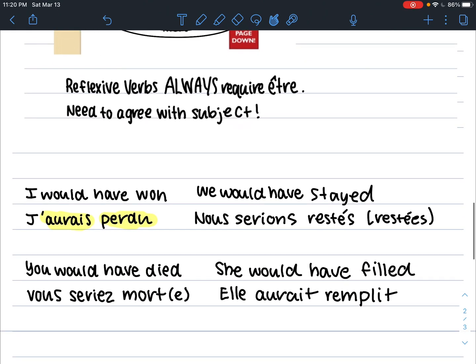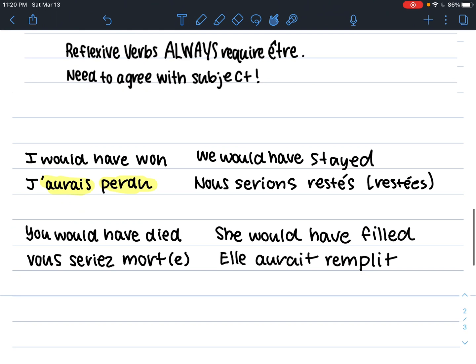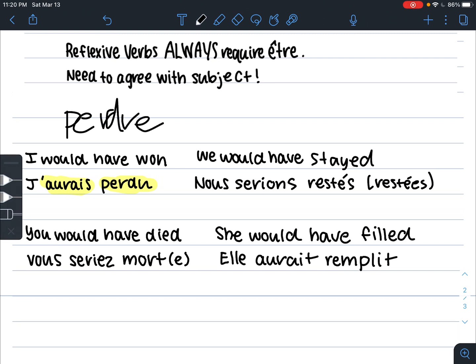So if we look at some examples here, the first one is pretty simple. We have "I would have lost." And we have to remember with perdre what kind of verb it is. So perdre actually corresponds with avoir. So that's why we're using avoir and then perdu, because it's an re verb. So j'aurais perdu.